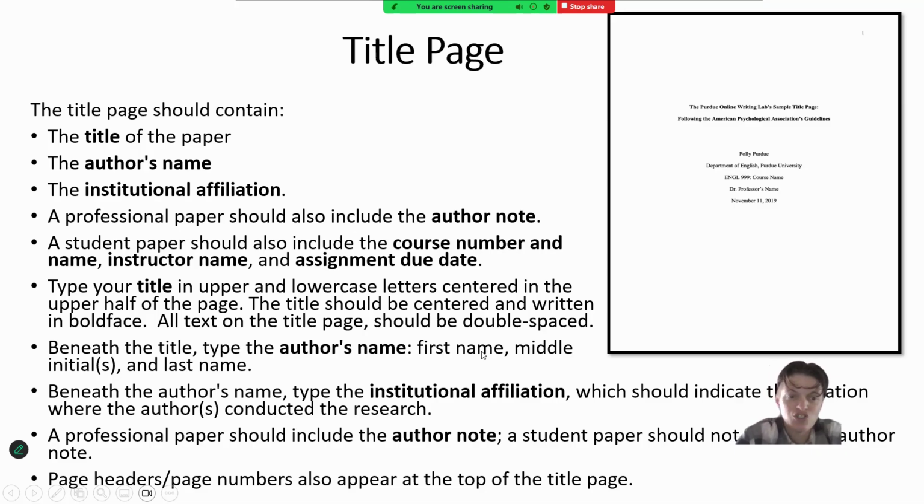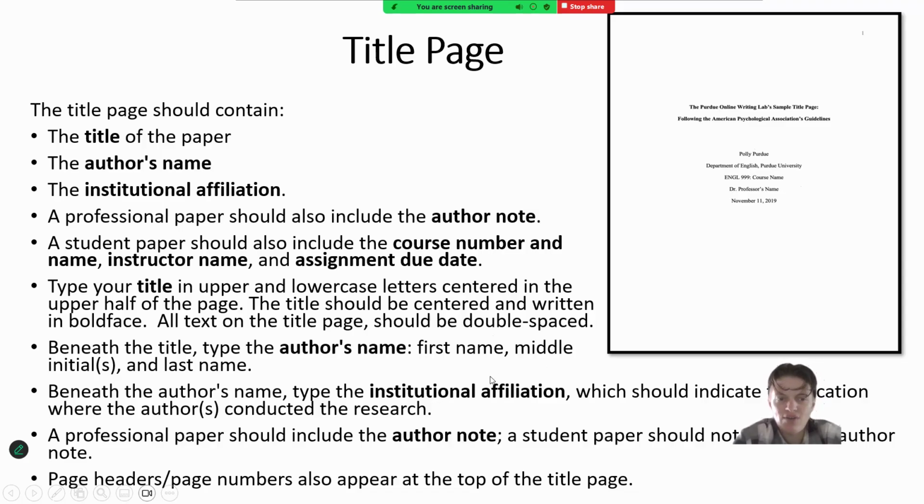Your title should be in upper and lowercase letters, centered in the upper half of the page. Notice how the first letter is capitalized of each different word. The title should be centered, written in boldface. All text on the title page should be double spaced. Beneath the title, we type your name, first name, middle initial, and last name. You don't always have to do the middle initial, but it's kind of the standard to do.